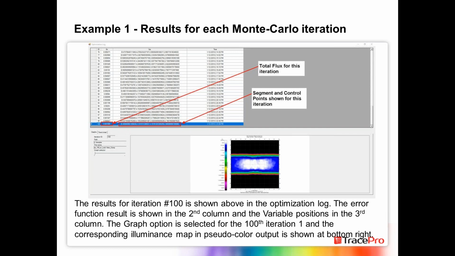So sure enough, it's going to show us a luminance map anytime we select one of these iterations. We know when we've selected an iteration because that particular iteration will turn blue. So in this case, I'm showing the 100th iteration, and that corresponding luminance map is the 100th iteration of this particular Monte Carlo analysis.